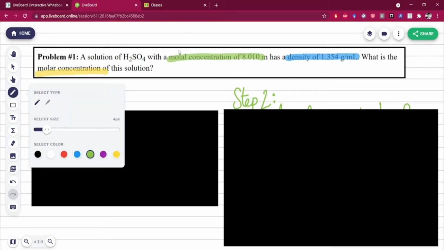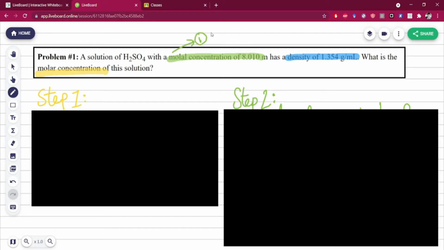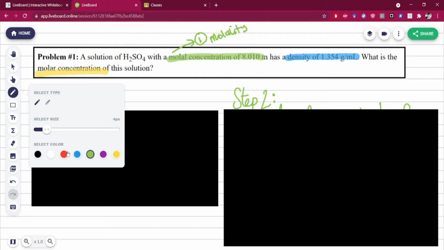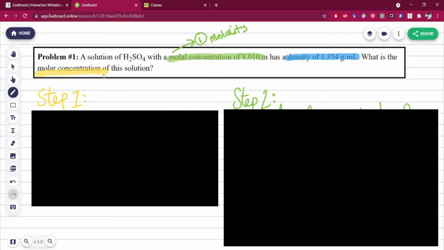So we have the first concentration measurement over here, which is molality. And then the second concentration measurement, which is molarity. If you have a question like this in exams, you need to be prepared to make some logical assumptions in order to solve the problem.